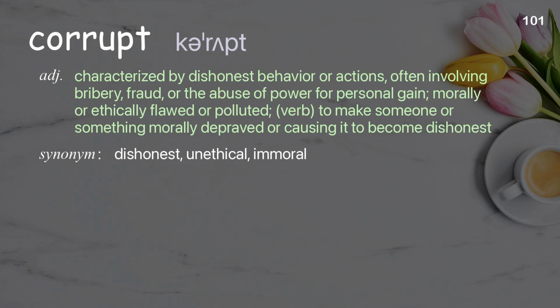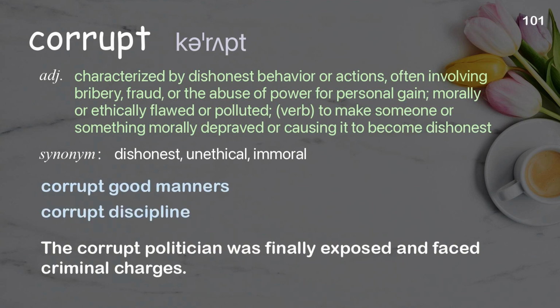Corrupt. Characterized by dishonest behavior or actions, often involving bribery, fraud, or the abuse of power for personal gain, morally or ethically flawed or polluted. Verb: to make someone or something morally depraved or causing it to become dishonest. Examples: corrupt good manners. Corrupt discipline. The corrupt politician was finally exposed and faced criminal charges.